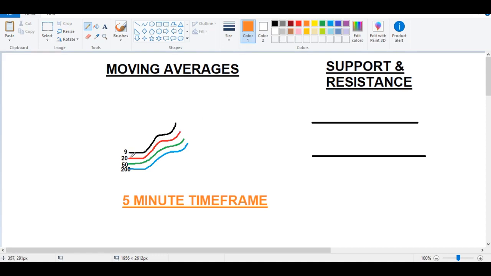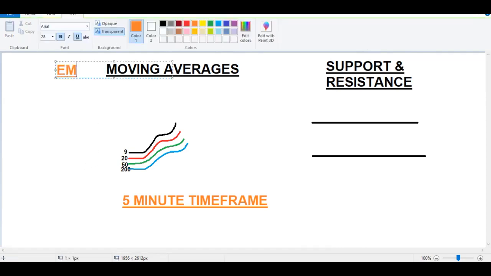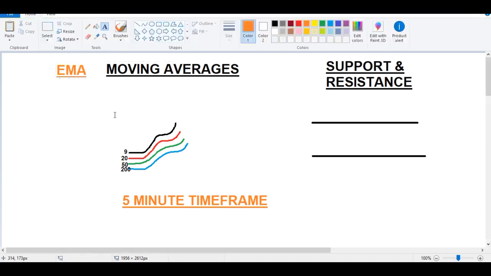So let's say price opens here somewhere. Now I have these 4 moving averages: 9, 20, 50, and 200. And these are the EMAs, guys, right? Let me put this here, EMAs. You'll have SMA, DMA, EMA, WMA. I prefer EMA, which is the exponential moving average. As per my experience, these work the best.